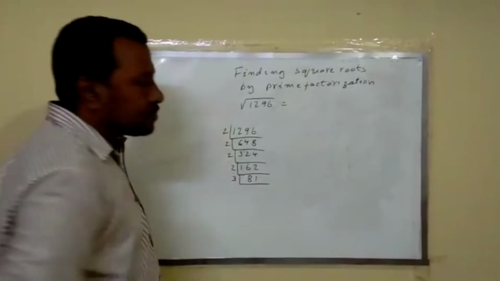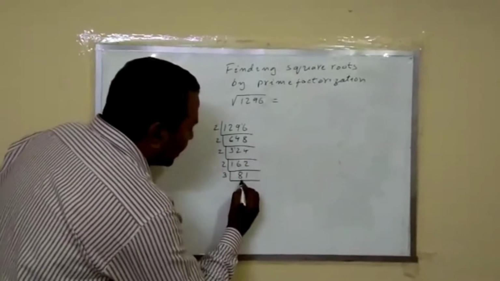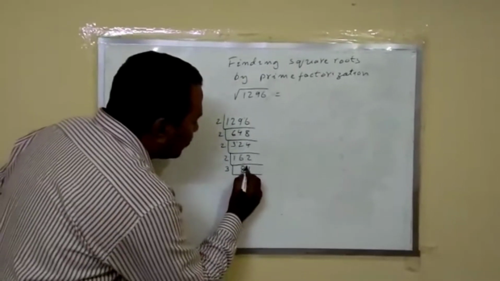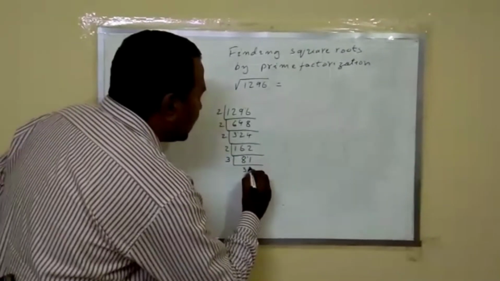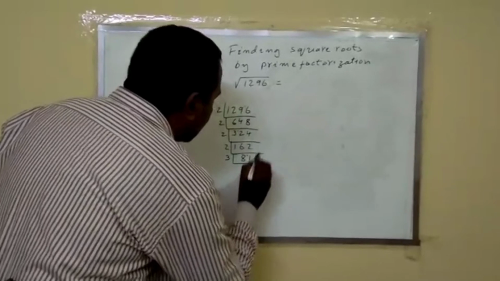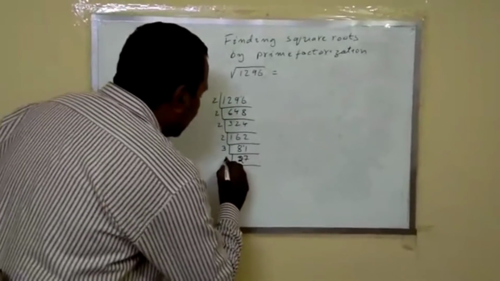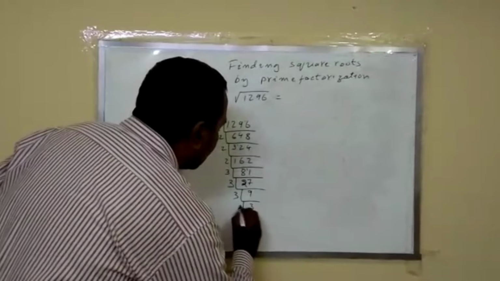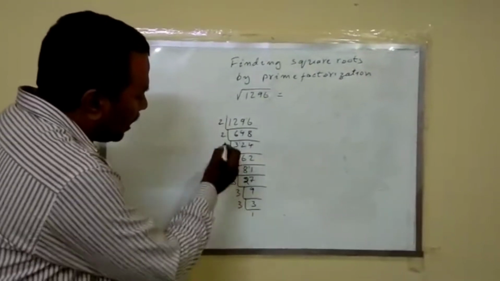Now take 3, because after 2, the next prime number is 3. Now take 8. 3 2s are 6. But here 8 is there, so the remainder is 2. 2 comes beside 1. That becomes 21. Now how many times 3? 3 7s are 21. 27 is exactly divisible by 3. 3 9s are 27. 3 3s are 9. 3 1s are 3. So this is the prime factorization.